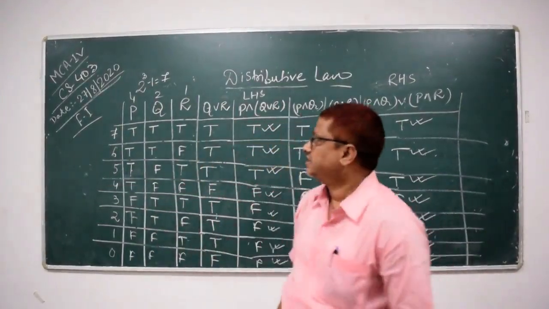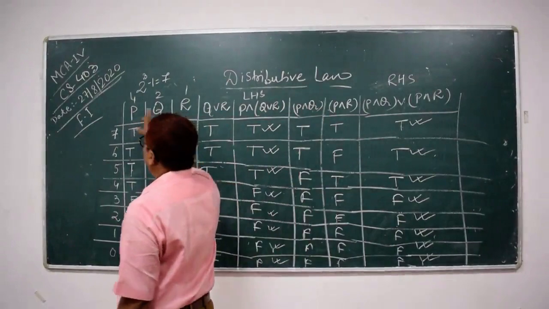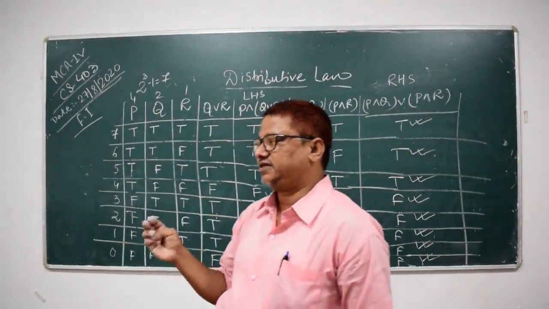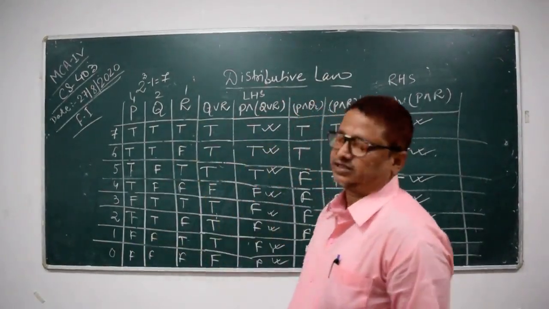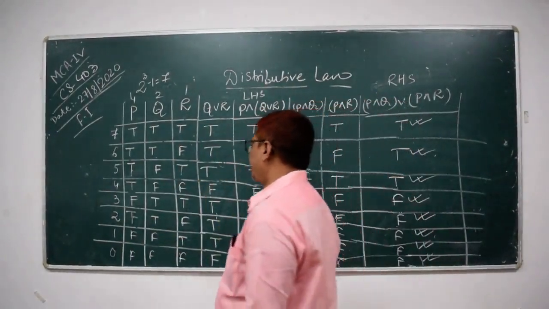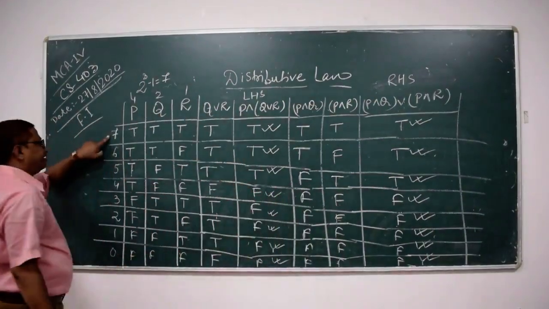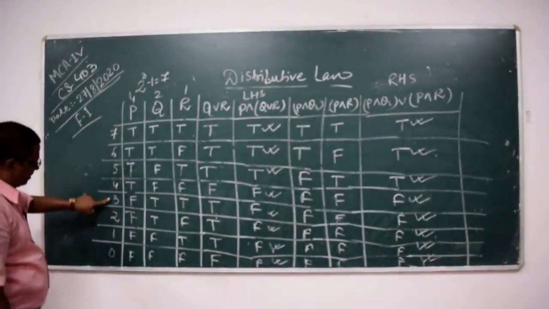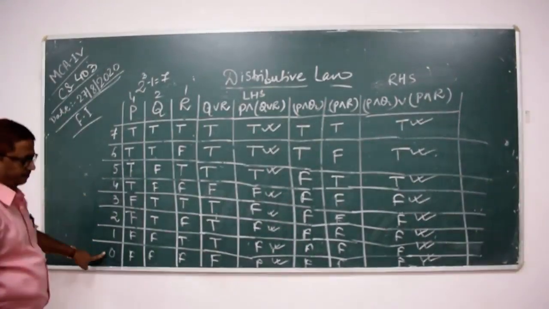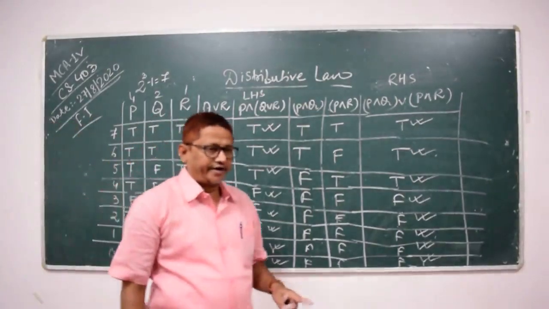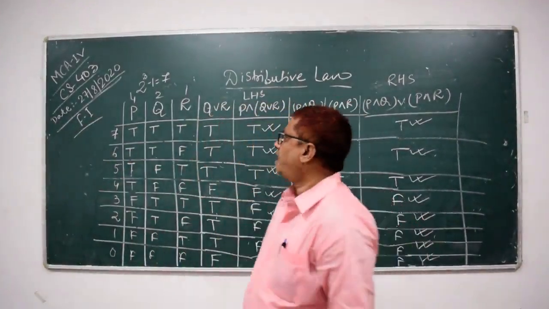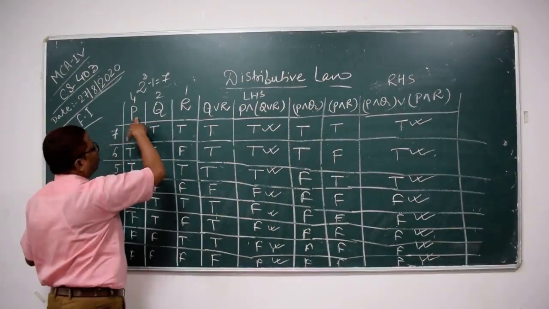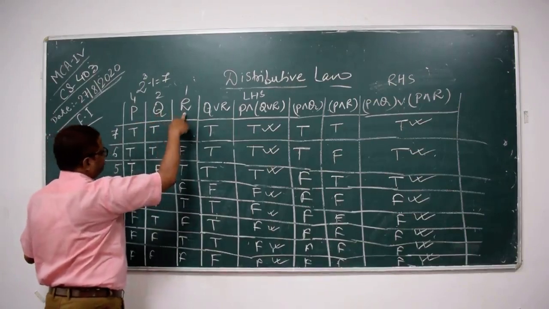3 is representing this term. 1, 2, 3. How many terms? 3 terms. Now 2 to the power 3 minus 1, total value is 7. Now write down in descending order: 7, 6, 5, 4, 3, 2, 1, 0. After writing this order, how to prepare the truth table? Now the P position is 4, Q position is 2, and the position of R is 1.